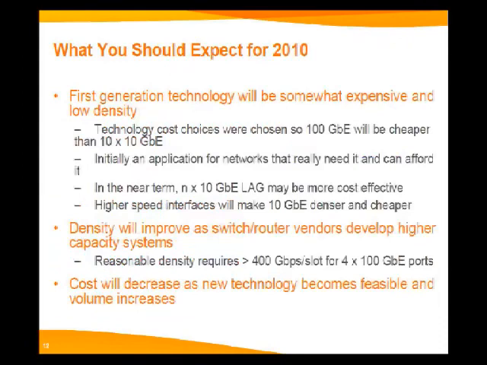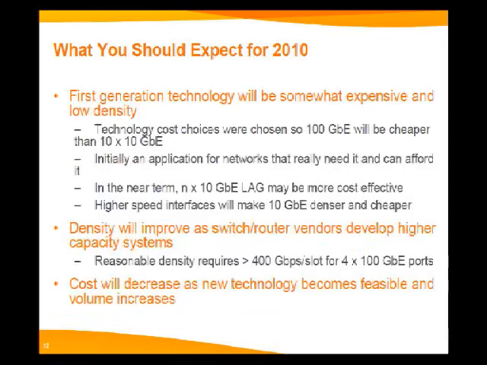So again, what to expect. This is the first generation of technology. It's going to be somewhat expensive, and it's going to be low density. In the IEEE, the cost choices were made so that hopefully a 100 gig interface will be cheaper than 10 times 10 gig interfaces. That may not be initially true in the first interfaces that we see. I don't know the pricing for the Alcatel or Juniper interface, but I know it's not a cheap interface. So initially it's for people that really need it and can afford it.